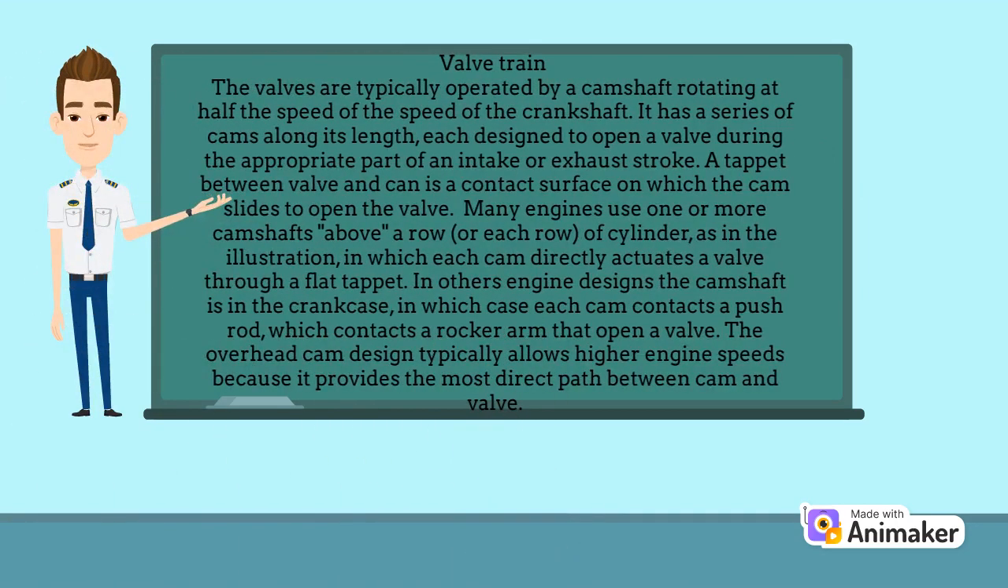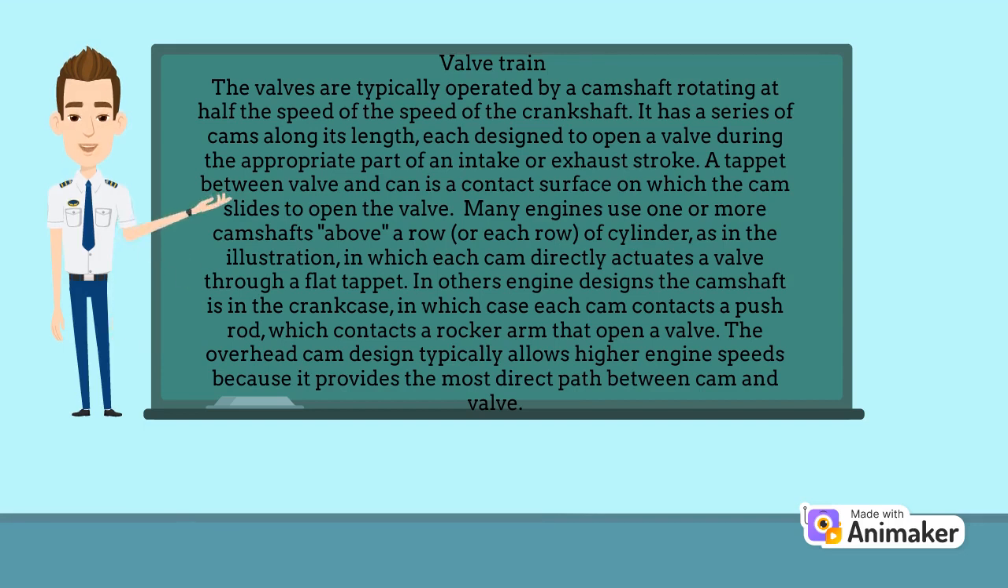Valve train. The valve train is typically operated by a camshaft rotating at half the speed of the crankshaft. It has a series of cams along its length, each designed to open a valve during the appropriate part of an intake or exhaust stroke. A tappet between valve and cam is a contact surface on which the cam slides to open the valve. Many engines use one or more camshafts above a row or each row of cylinders, as in the illustration, in which each cam directly actuates a valve through a flat tappet.